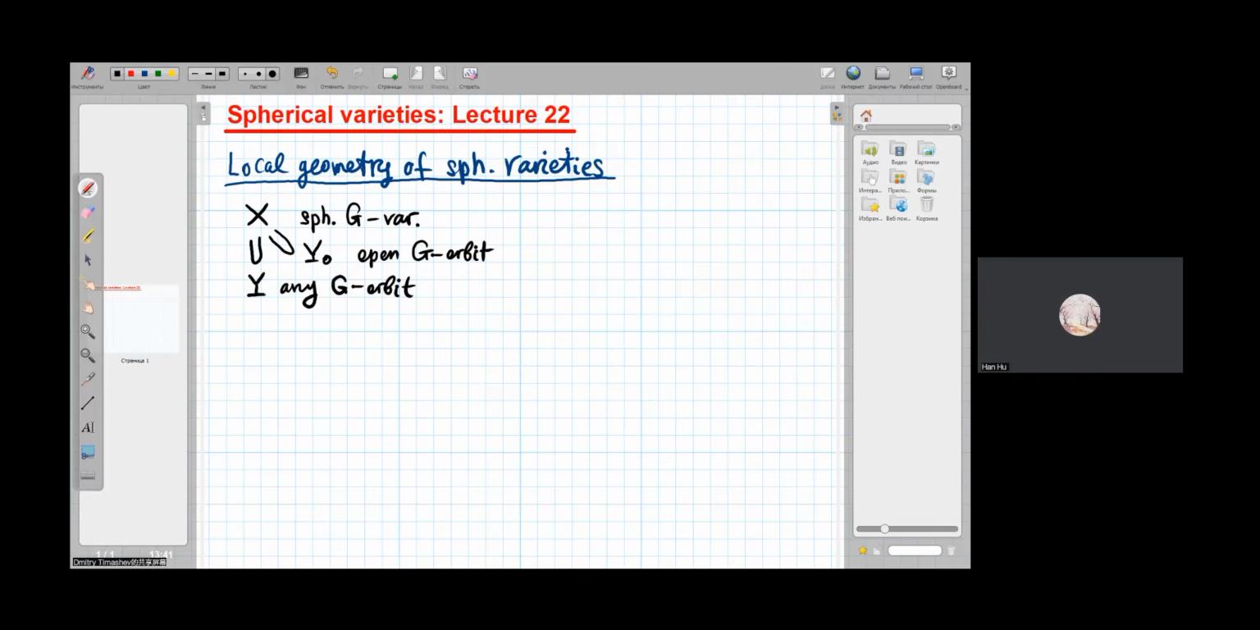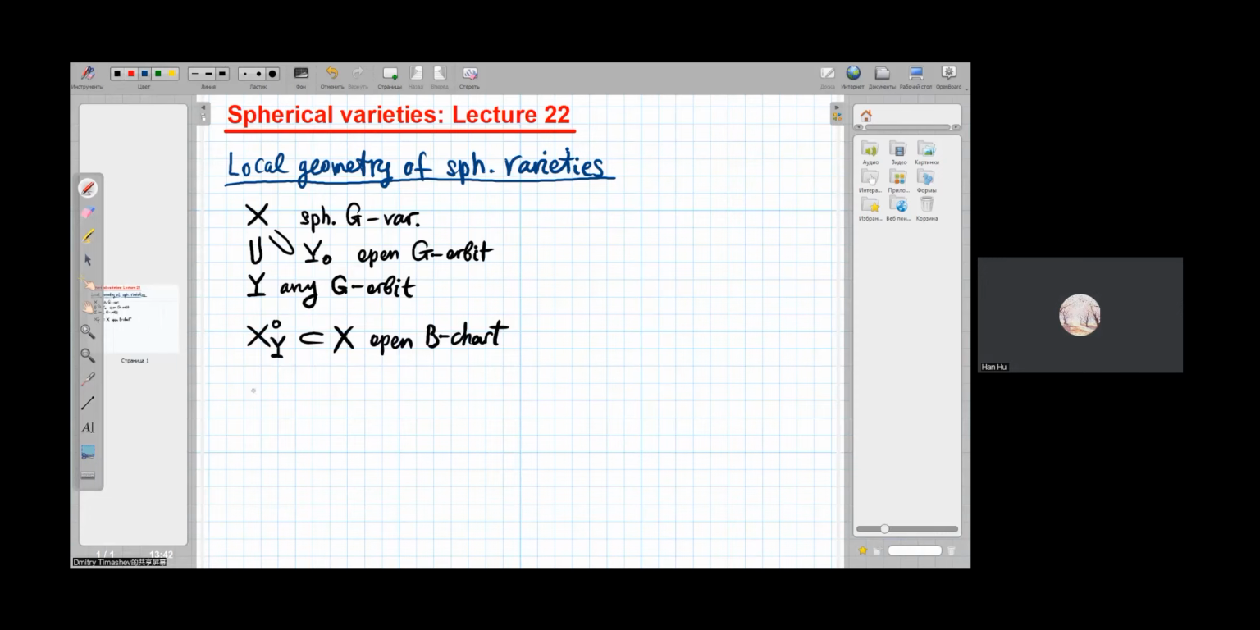Recall that we have associated to any G orbit an open B-stable subset in X called the open B chart, which I denote by X sub Y0. It is obtained from X by removing all B-stable prime divisors not containing Y. So this open B chart intersects Y, and it is an affine open B-stable subvariety, as we proved before.